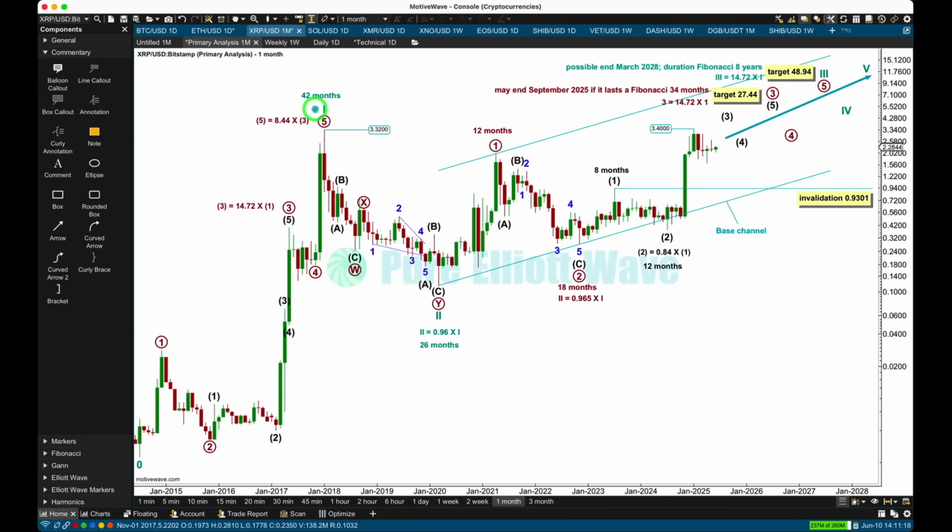So we have 5 steps forward, labelled cycle wave 1. It lasted 42 months. That's about right for a cycle degree wave. Previous all-time high at 3.32, followed by a deep double zigzag. This is a 96% correction.